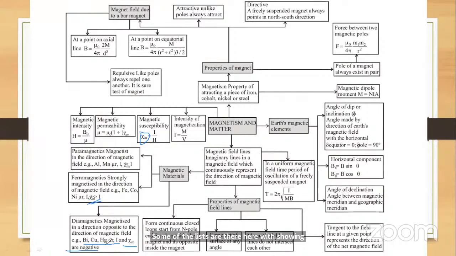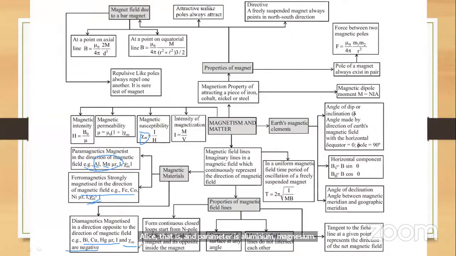Copper is there, mercury is there. These are all showing diamagnetic properties. Iron, cobalt, nickel show paramagnetic as well as ferromagnetic behavior, as alloys. And paramagnetic materials are aluminum and magnesium. So these are the materials showing paramagnetic properties.